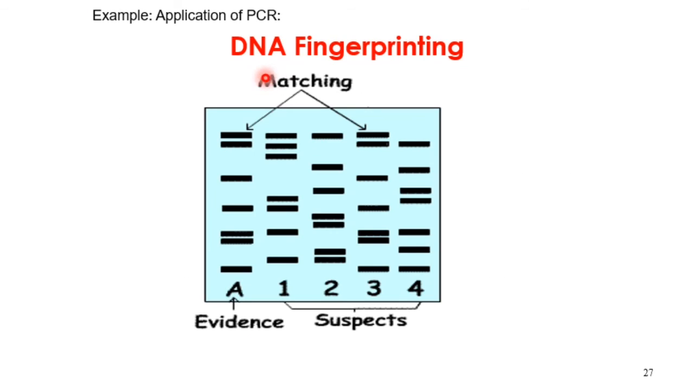This is an example of DNA fingerprinting in crime scenes, where you have the victim. This is the DNA profile of the victim, and then you have a few suspects, 1, 2, 3, 4 suspects. You need to compare which one is matching with the victim or with the evidence from the victim. And here, of course, it is very clear that suspect number 3 is matching with the evidence. So we can assume that this is the guilty person.